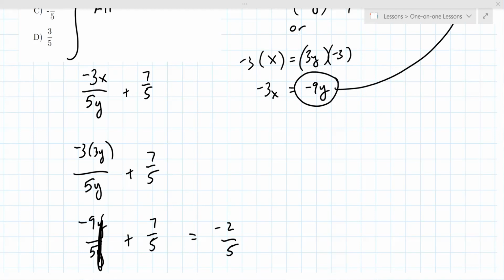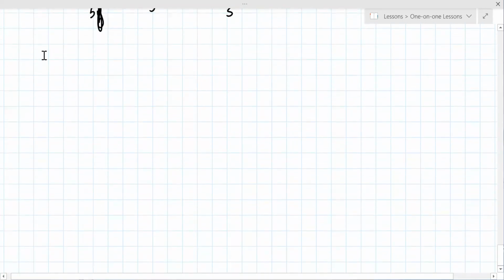So let me give you another one to work on. Let's see, so number 4. Some of these do require you to actually make some steps to simplify the fraction, where you have to make a common denominator, but that one didn't.